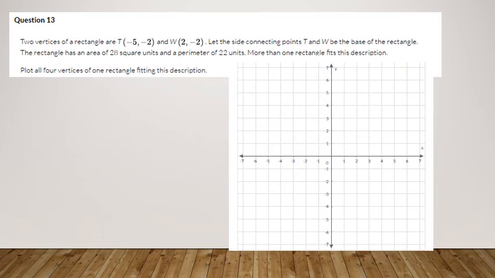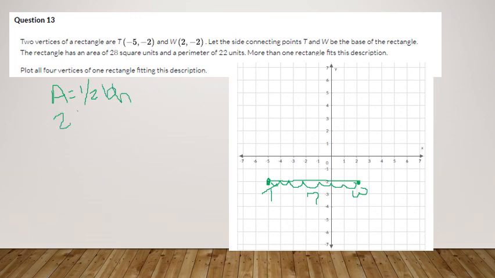Okay, two vertices of a triangle are T, (-5, -2), and W, (2, -2). Okay, that is going to be the base of our triangle. So I'm going to go ahead and find the distance of the base. I'm going to count 1, 2, 3, 4, 5, 6, 7. So I know that base is 7. And it's going to give me the area again. And it says the area is 28 square units.